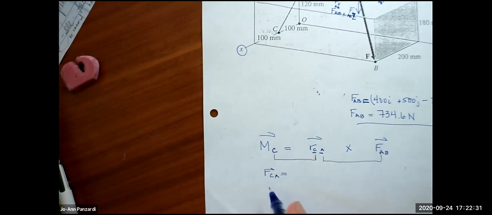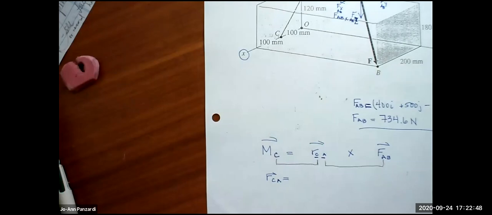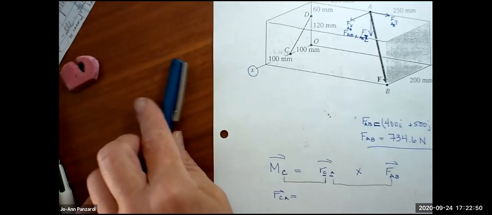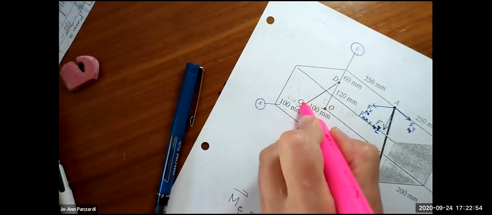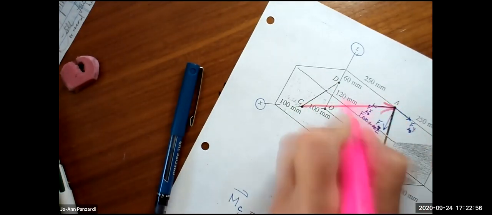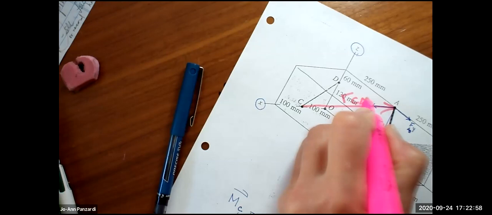Okay, RCA, we are on Colin. Colin, are you here? Okay, Daniel C, you're here. So R goes from C to A. Again, this is what we need practice in, right? We're going from C to A. This is my RCA vector.